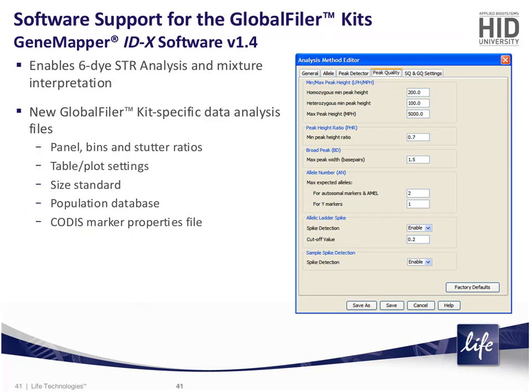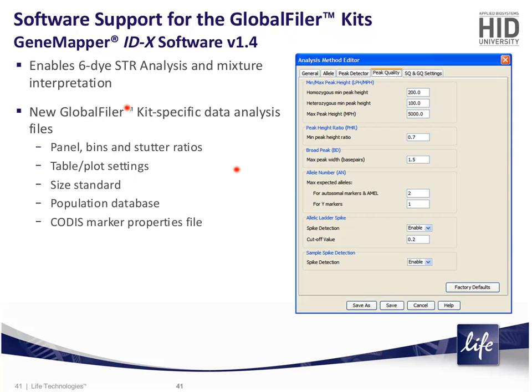So this is just a look at one of the changes within the GeneMapper IDX software version 1.4. Although we know that the previous versions 1.2 and 1.3 can perform 6-dye analysis already, there are some slight additional changes that we needed to make to enable the software to handle GlobalFiler specifically, and particularly the combination of autosomal and haplotype markers within the same system. So additional 6-dye functionality and mixture interpretation capability has been added to the system.